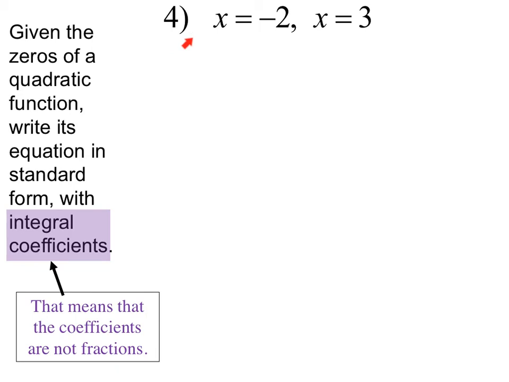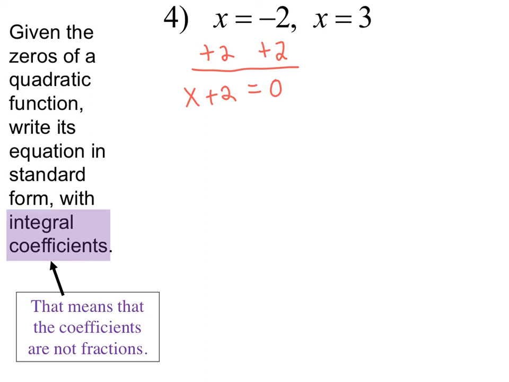So if you are given the zeros or the roots or the solutions like you are in this problem right here, what we're going to do is work this basically backwards. We're going to start with the solutions and write out the equation in standard form. So here we go. We start off by adding 2 to each side. When we do that, we have 0, and on this side we have x plus 2.